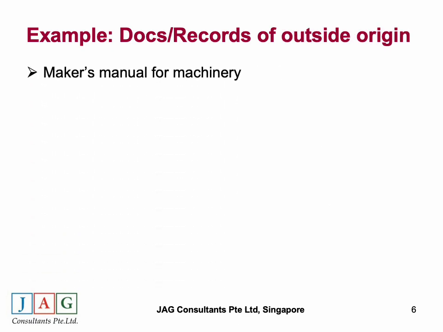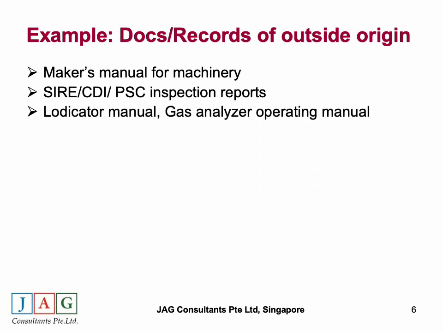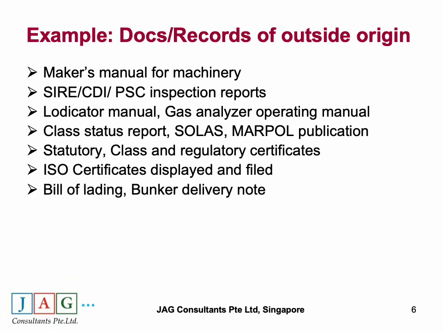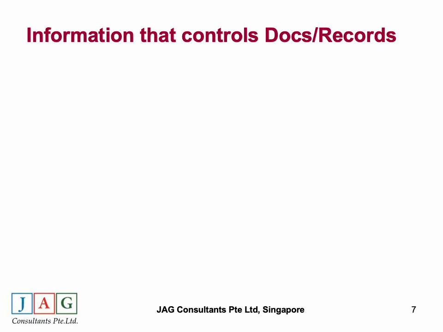What about documents of external origin? Makers manuals, SAI, CDI, PSC inspection reports, which are records, lubricator manual, gas analyzer operating manual, class status reports, MARPOL publications, bill of lading, bunker delivery note. Now, these are external origin. Why? Because they originate outside your company. You're not the source. The company is not the source.